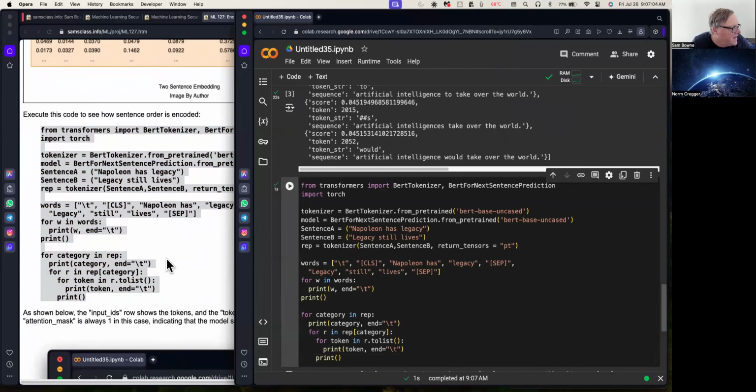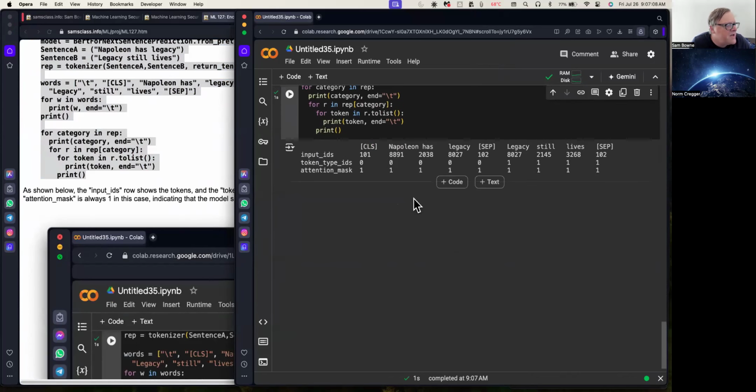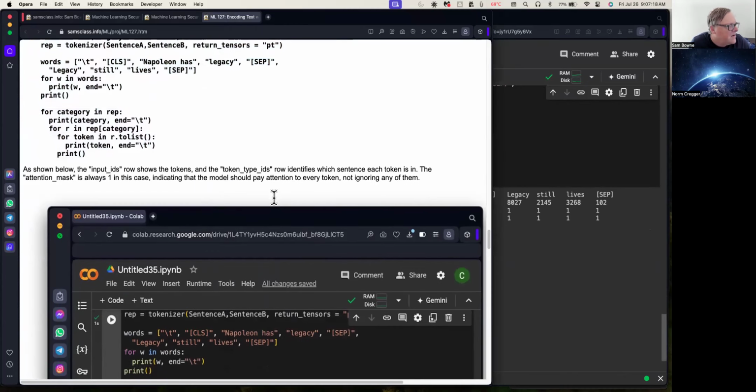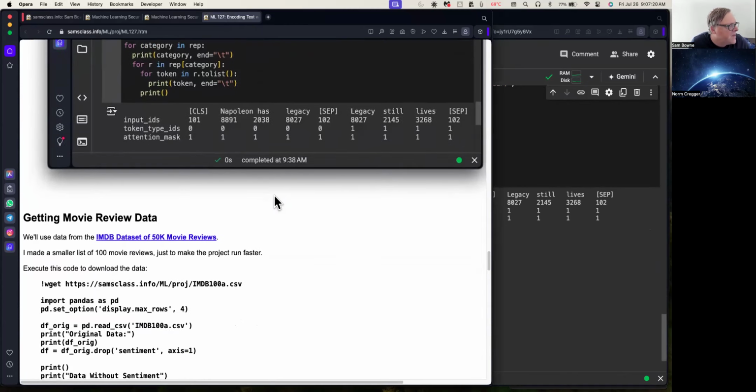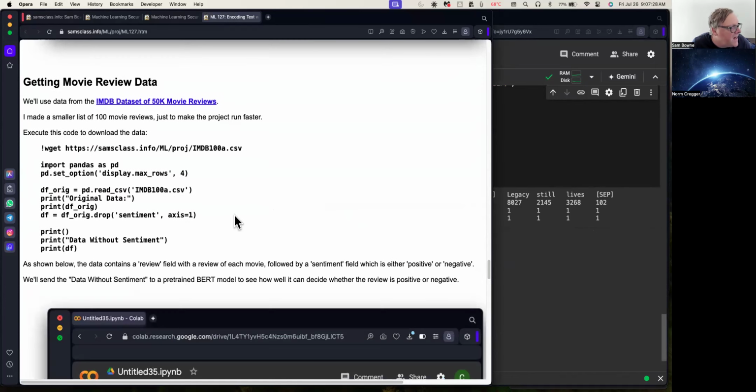All right. And so here's the input IDs, and there's the attention mask, which starts out paying attention. So the sentences are marked. 0 marks the first sentence, and 1 marks the second sentence. It identifies which sentence it's in. And then you train it by substituting the second sentence half the time with the wrong sentence, and it learns to detect the right sentence. So now we can try using it to do sentiment analysis.